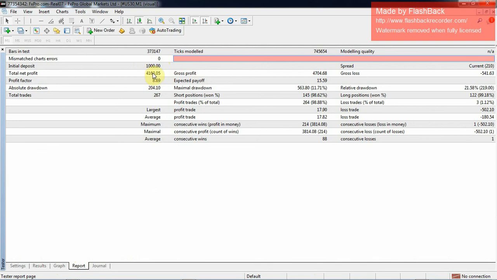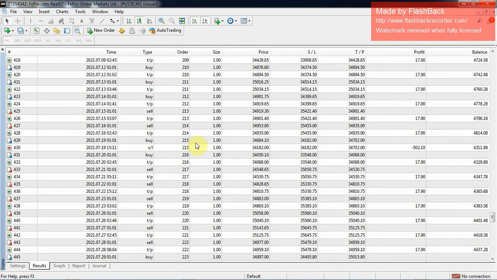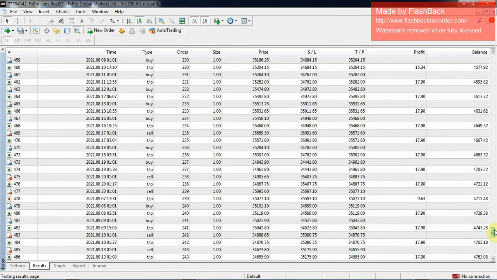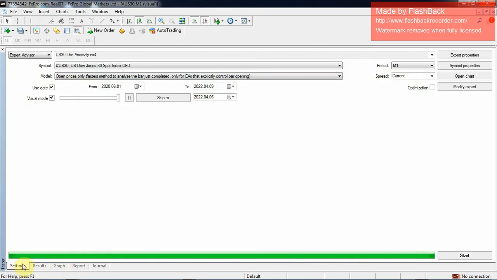Okay, so from 1000 to 4000 with a constant lot size. Take note that we are using a constant lot size there, because this is a strategy tester and there's no provision to be increasing the lot size with the MT4 strategy tester.